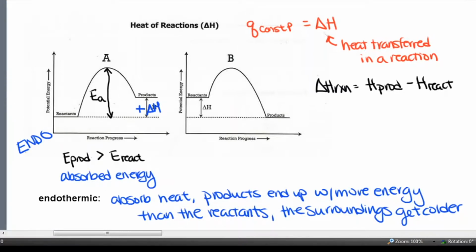Let's take a look at what happens if the situation was reversed. Here we have a situation where our reactants have so much energy and they are going to go up over this activation energy barrier through the transition state and begin to release energy to make the products. In this case, the energy of the products is less than the energy of the reactants. We end up with less energy than we started with. Well, how did that happen? How do we end up with less energy than we had at the beginning? Through a release of energy.